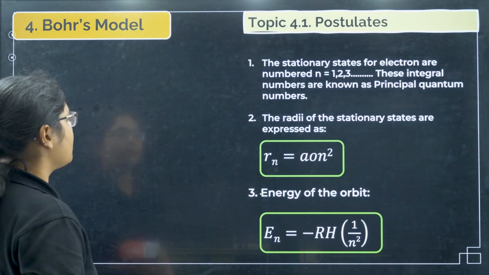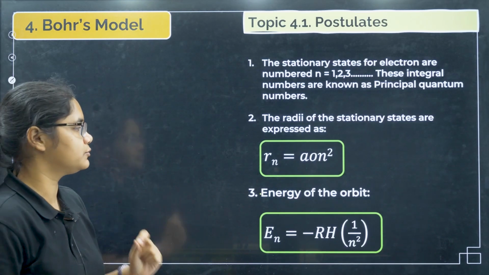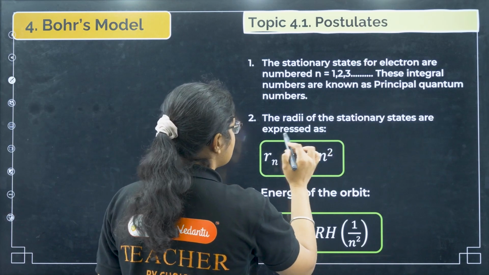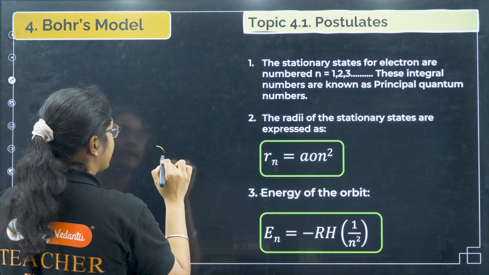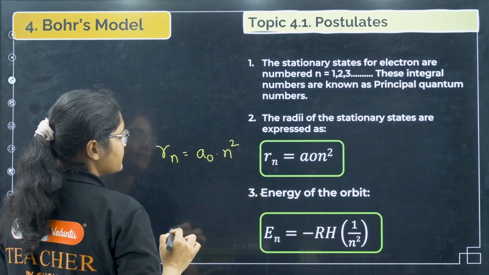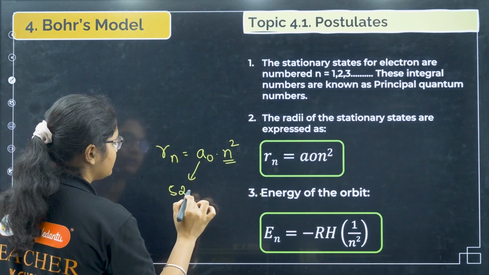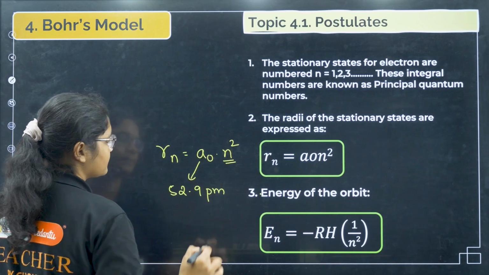Next we'll come to Bohr's model. What are the important formulas you should know? The first formula is the radius of an atom. The radius of the nth orbit is equal to a naught into n square, where n is your orbit and the a naught value is 52.9 picometer.